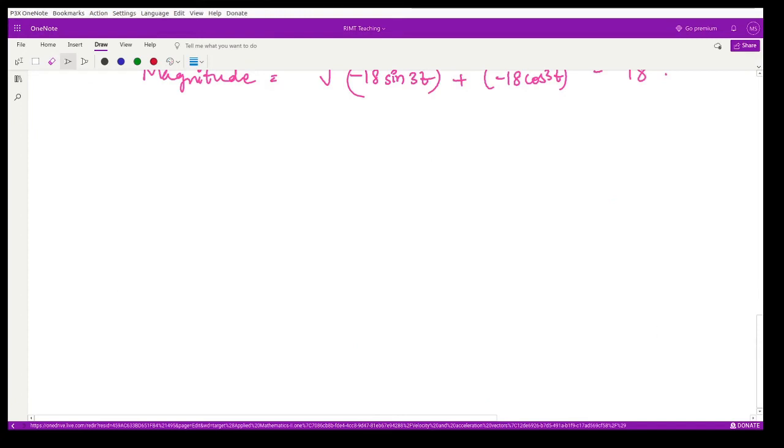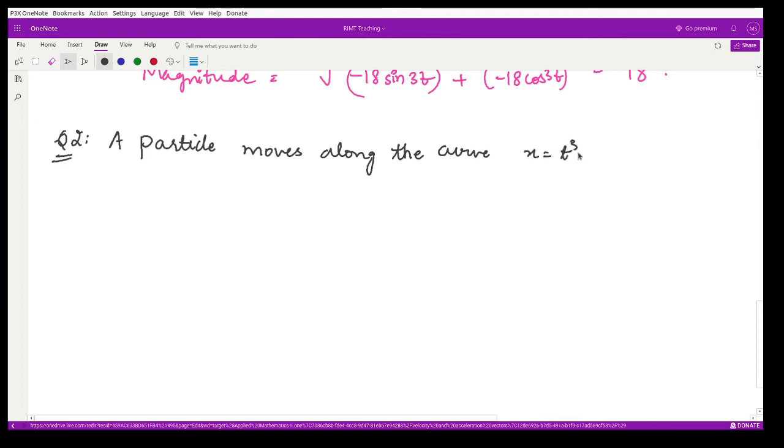Okay, so let us now see the next question related to this topic. You are given that a particle moves along the curve x is equal to t cube plus 1, y is equal to t square, and z is equal to 2t plus 3, where t is the time, right?